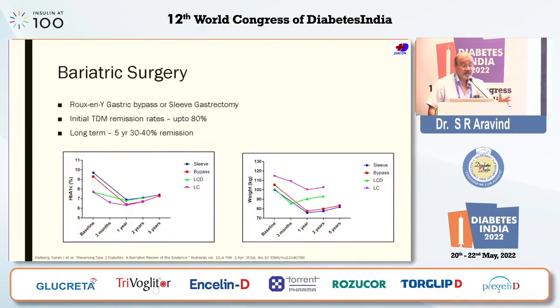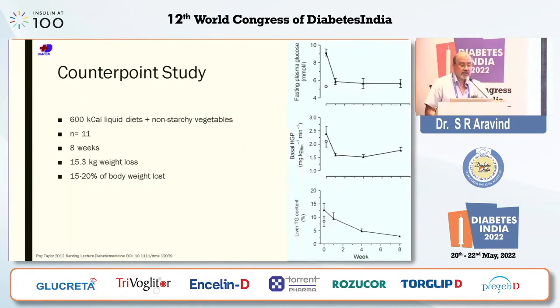In the bariatric surgery, whether it is RNY or gastric bypass or a sleeve gastrectomy, the initial type 2 remission rate is up to 80%. Long term, 5 years, is about 30 to 40% remission. And this is the mechanism by which it works. Now let's just look at this counterpoint study.